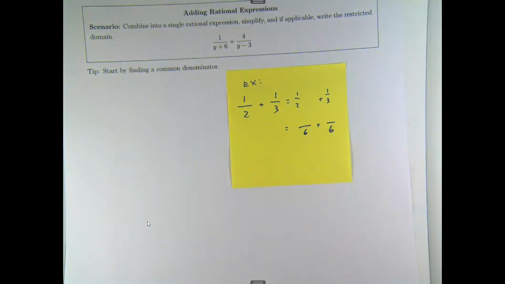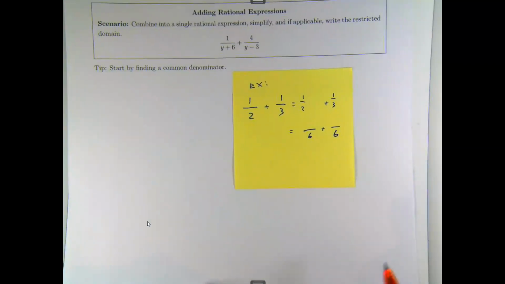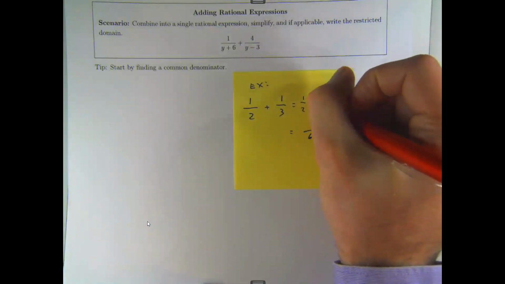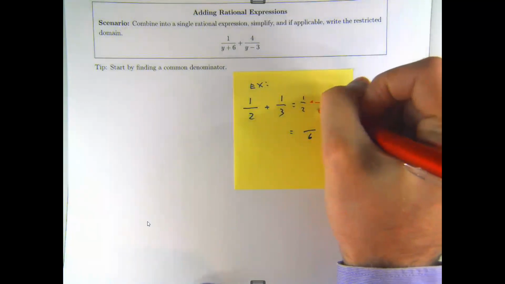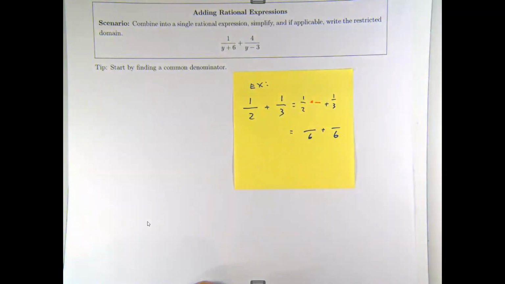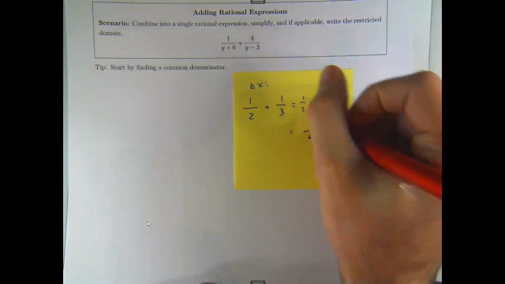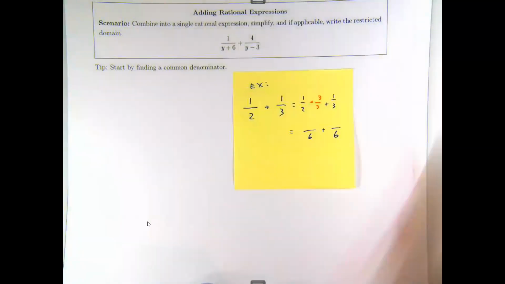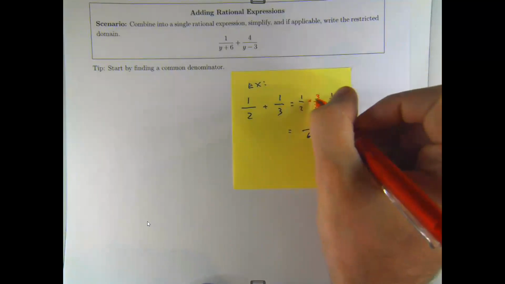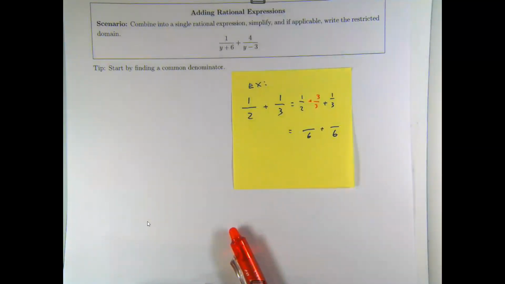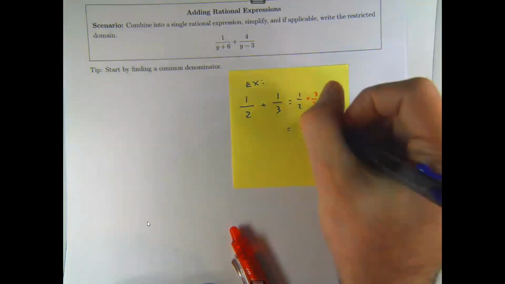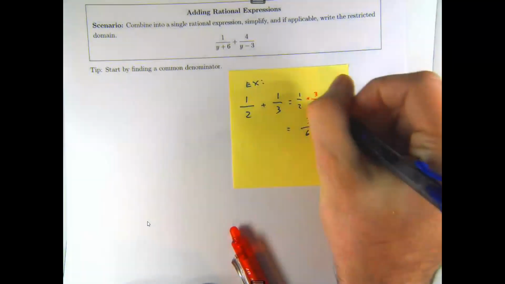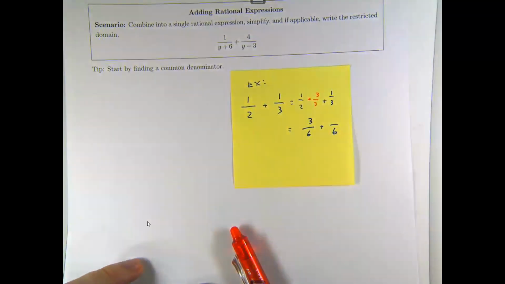Now, the only way you can change the denominator of a fraction without changing the number itself is you have to multiply both the top and the bottom by the same number to keep things balanced. To make a 2 look like a 6, I'd have to multiply the top and bottom of this by 3. 1 times 3 would give me a 3 in that numerator. 2 times 3 would give me the 6 in the denominator.